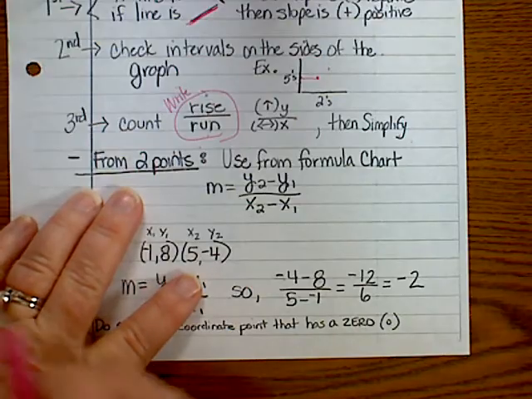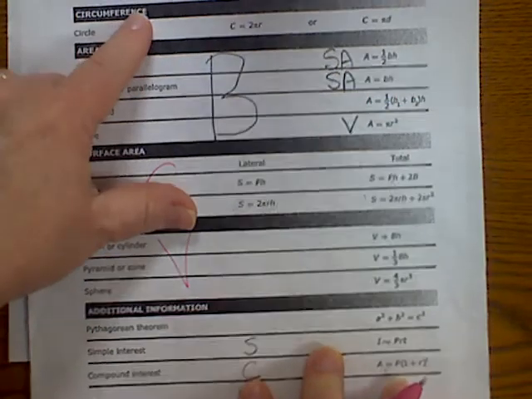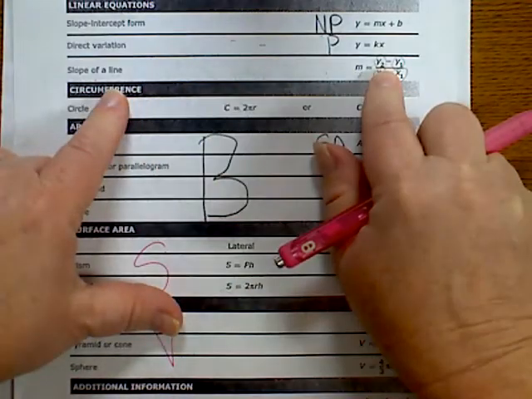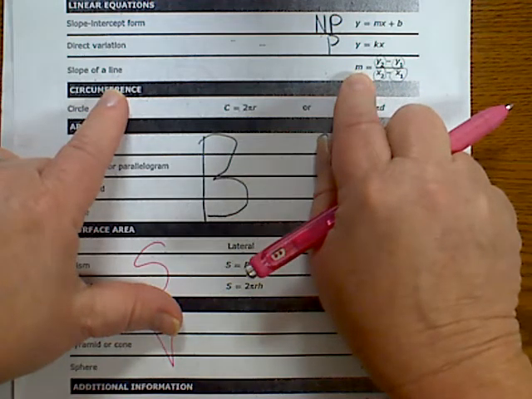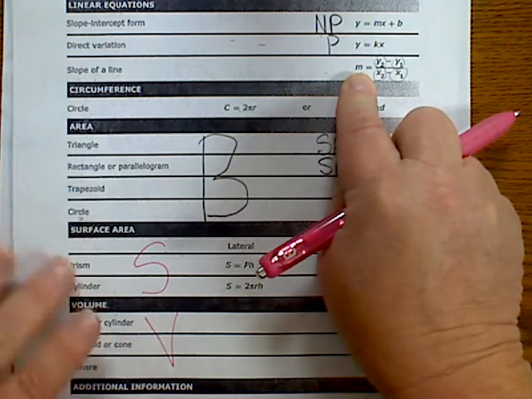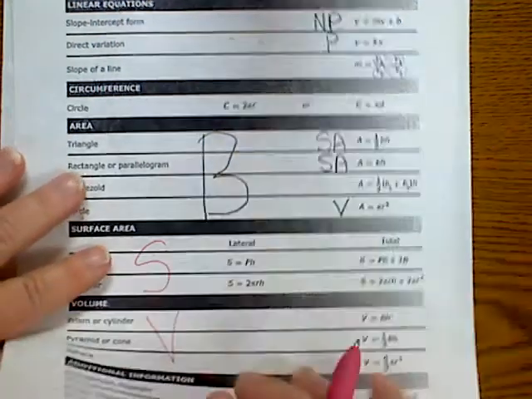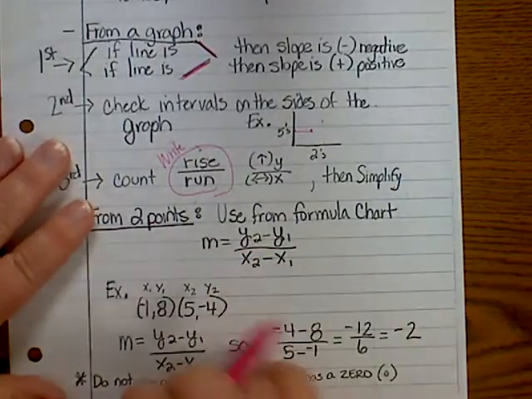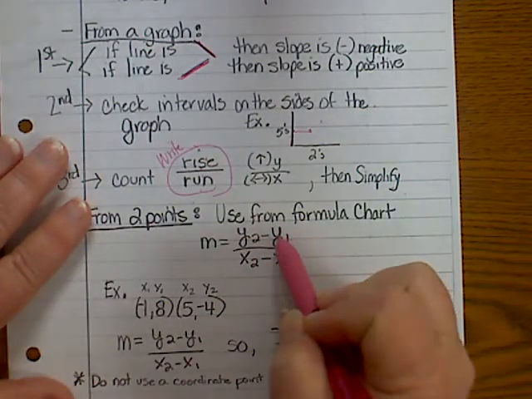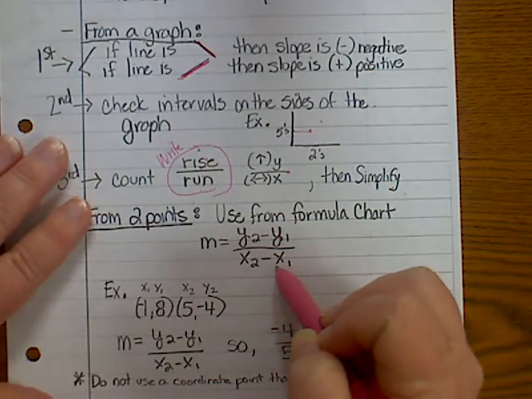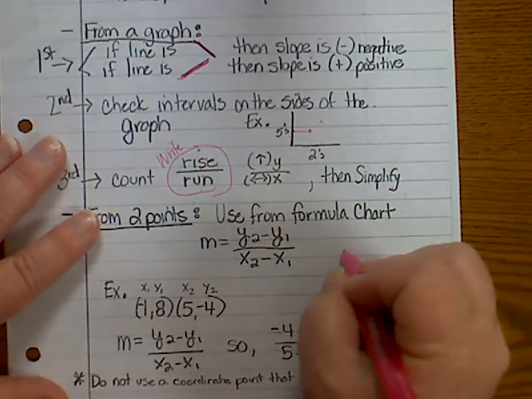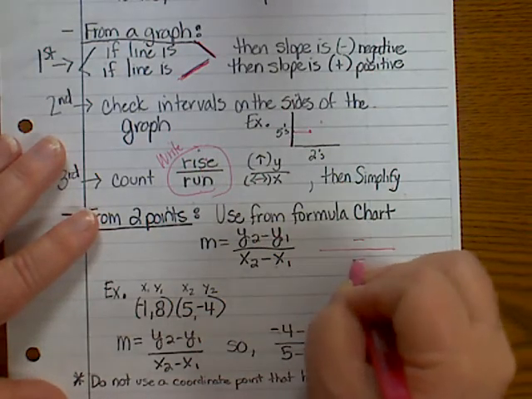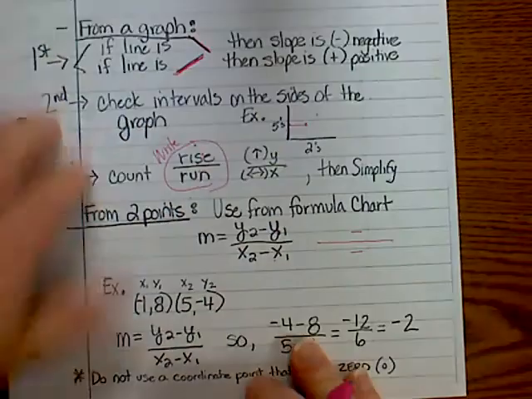From 2 points, use the formula chart. Your formula chart is there for a reason. Slope of a line. Okay, here it is: y2 minus y1 over x2 minus x1. That's what m is. It is slope. All right? So if you need the slope of a line from 2 points, you need to write that formula, because if this second number is a negative, you will forget to write that sign there. So I always say, write your line, put your subtract sign, then input your numbers.